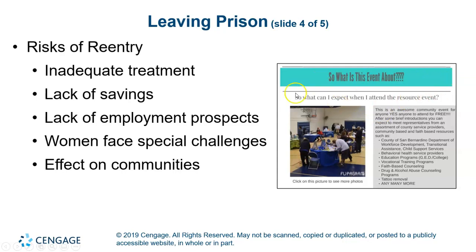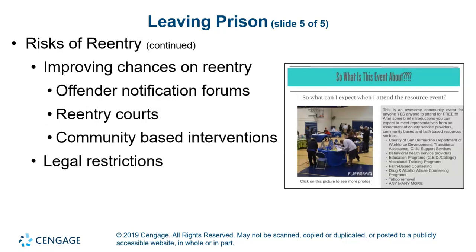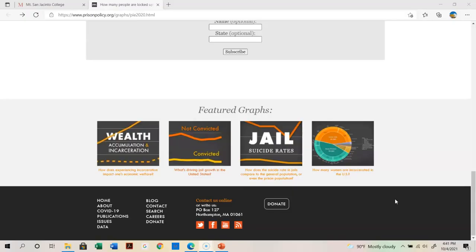So here's a part of a newsletter from our reentry program. And we would hold what we call resource events. Basically, they're free, and we would have the County of San Bernardino workforce development, educational programs, behavioral health, vocational training, faith-based groups, alcohol and drug counseling, tattoo removal, and a bunch of other things. How to get your driver's license. All of these things were there at these reentry locations, right? So these are all things that really try to help those individuals come out of the system and hopefully become more successful as they reintegrate themselves into society.